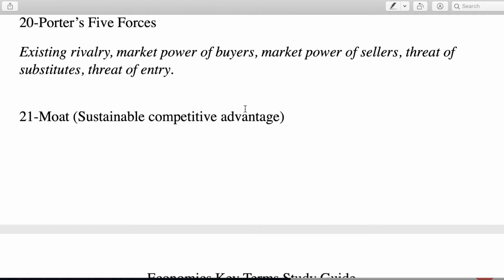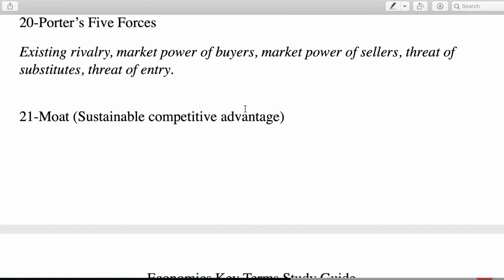are they small? So if you have a website and you're selling directly to consumers, your market power of buyers is probably pretty low because you're selling to individual buyers who are buying a small quantity. However, if you're selling to a large buyer, like a large purchaser, then market power of buyers might be substantially higher.